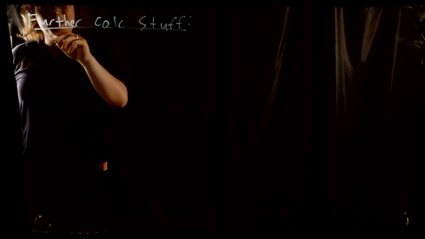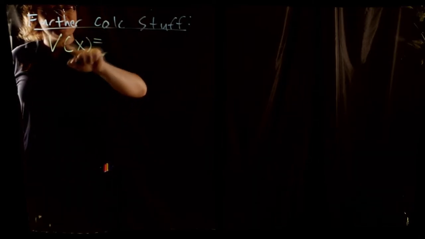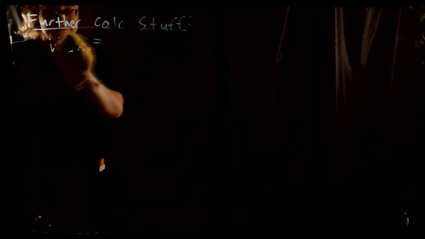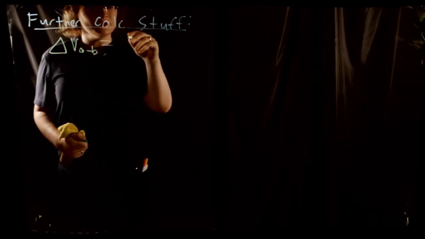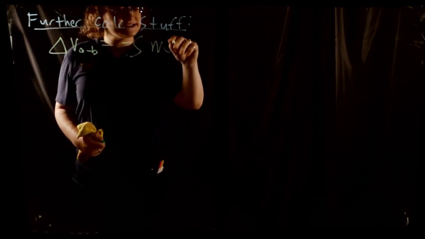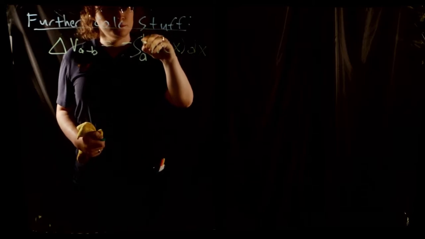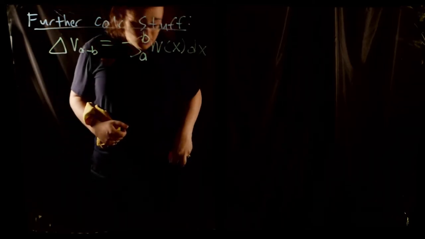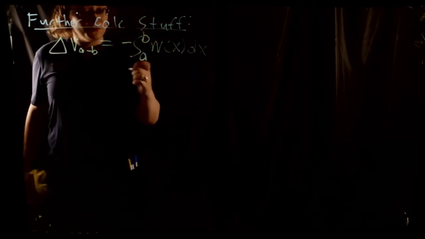Now, think about how I first wrote these. V as a function of x, or maybe V from a to b. If I remember correctly, I wrote it as delta V from a to b, which is equal to the negative integral of w of x dx from a to b. And why did I write it this way? Well, the reason I wrote it this way is to really emphasize the idea of the constant of integration.